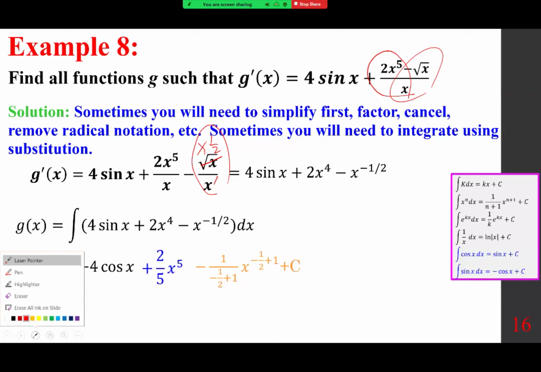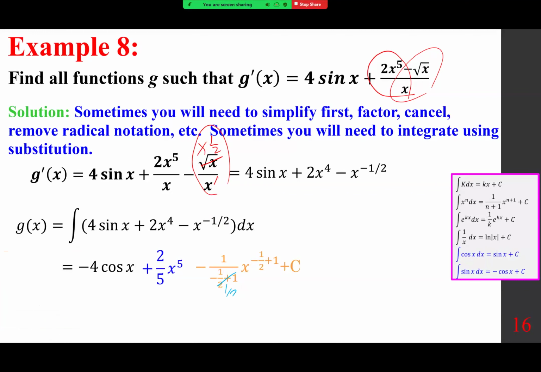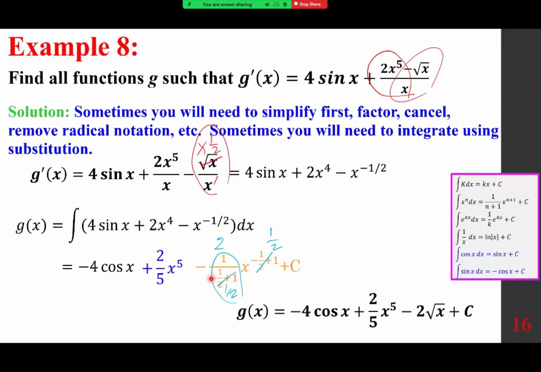Now negative 1 half plus 1 is 1 half. The reciprocal is 2. And the final answer therefore becomes negative 4 cosine x plus 2/5 x to the power of 5. This thing changes to minus 2 square root of x plus a constant.